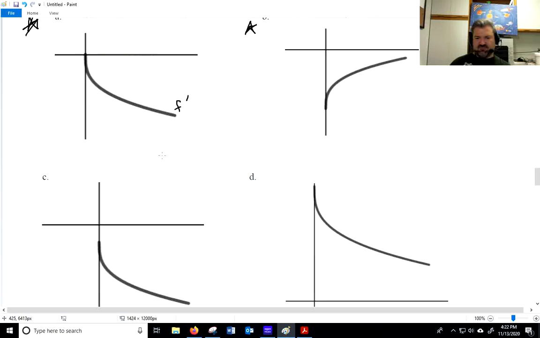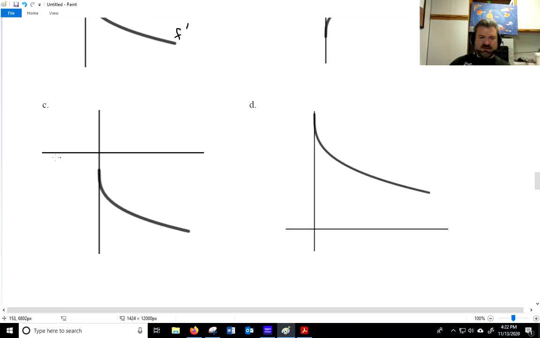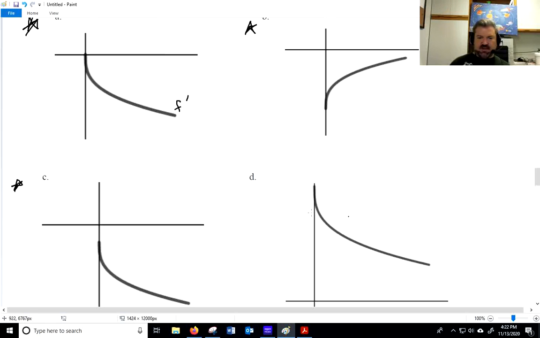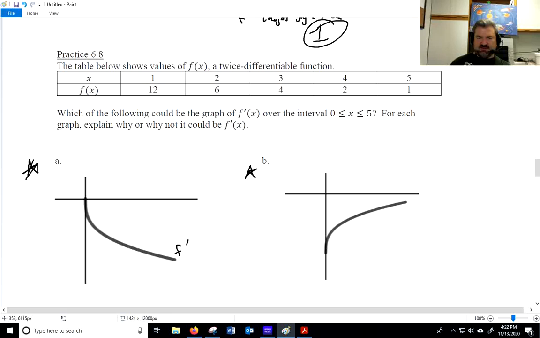Let's look at the other choices. Okay, this is a possibility because, again, like we said, f was decreasing, right? And this is a possibility because, no, it's not a possibility. That can't be true, right? All right, let's take a look at the next part of this.